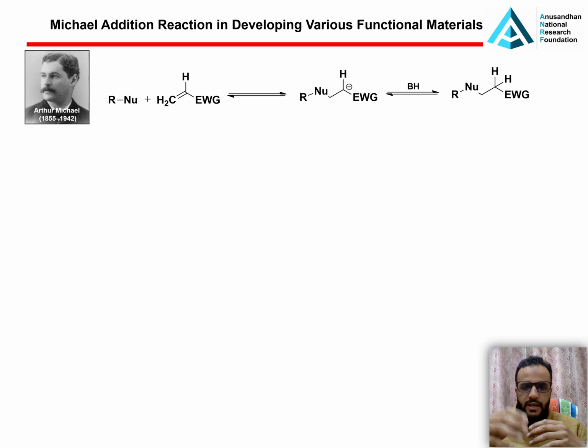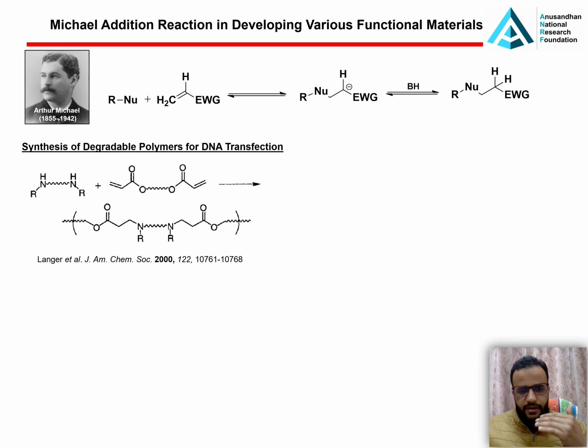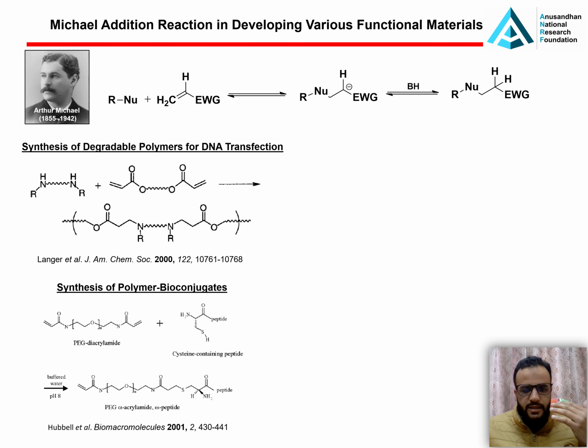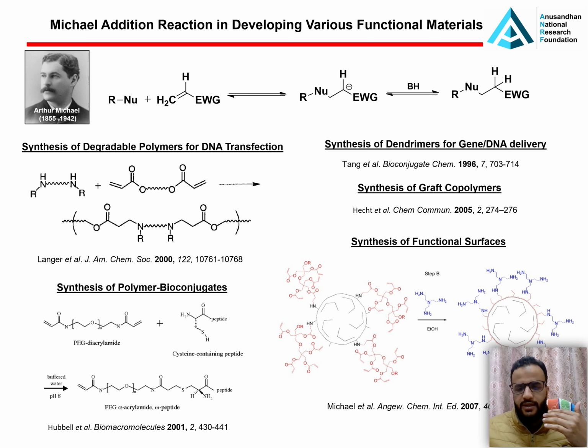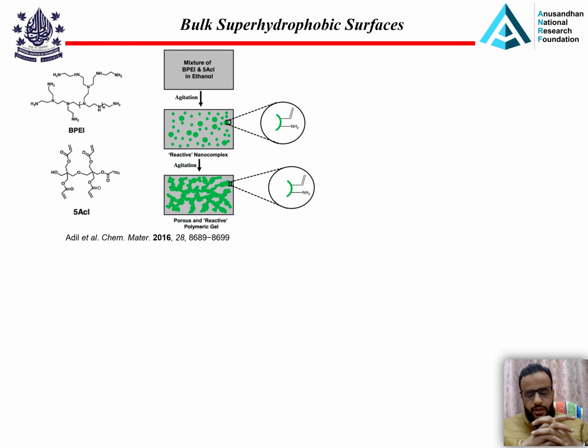This Michael addition reaction is used for designing various polymers, as well as synthetic polymer bioconjugates, and for making dendrimers for DNA delivery, graft polymers, as well as for the synthesis of functional surfaces. So we have also used this Michael addition in our studies to design the micro nano texture, by cross-linking a polymer with a small cross-linker agent.